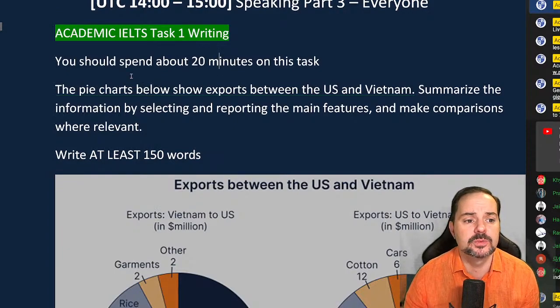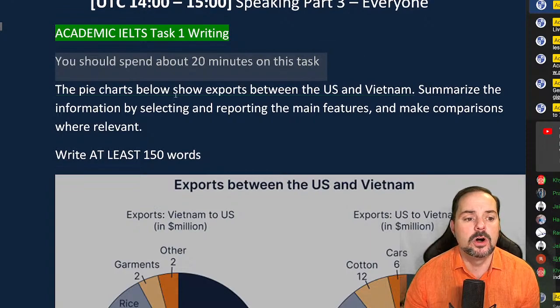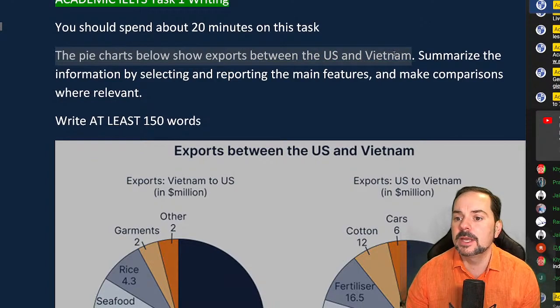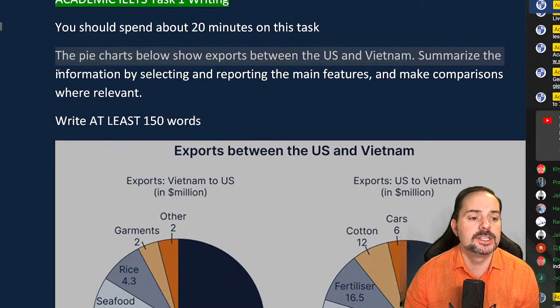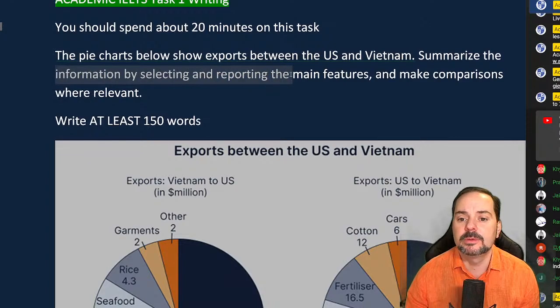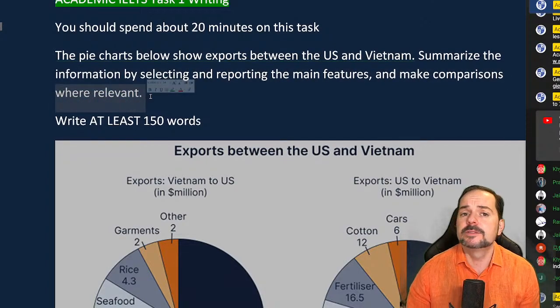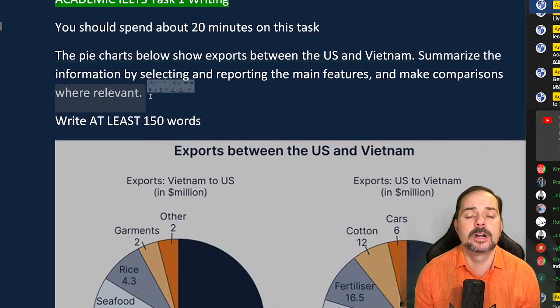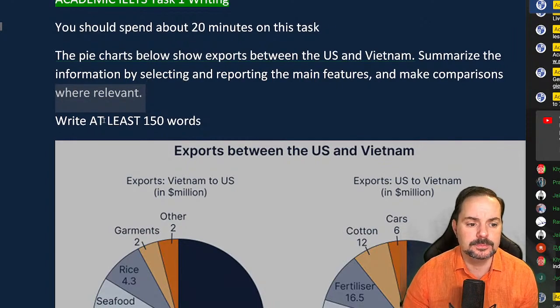All right, so here we go. Let's read this question. Let's work through it. You should spend about 20 minutes on this task. The pie charts below show exports between the US and Vietnam. Summarize the information by selecting and reporting the main features and make comparisons where relevant. It's a very, very, very typical kind of question for academic Task 1.